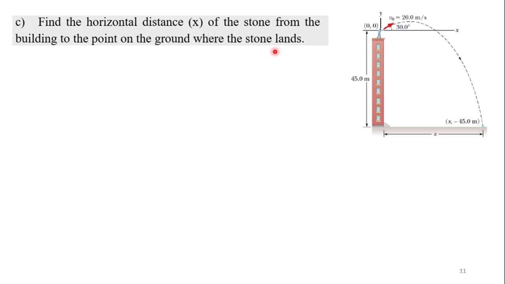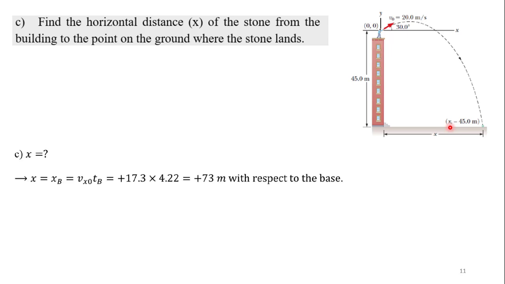Now question C, find the horizontal distance x of the stone from the building to the point on the ground where the stone lands. So we are asked now to find xb. It's simple, just apply the rule. The rule says that xb is equal to vx0t plus x0. X0 is already equal to 0. tb is found from question A, and so we can find xb equal to 73 meters with respect to the base. So we found 73 meters.